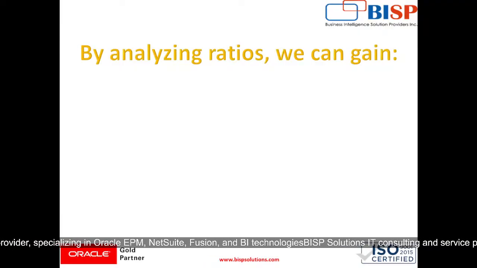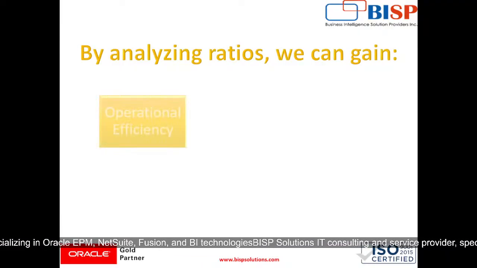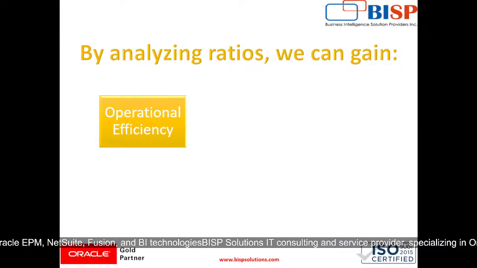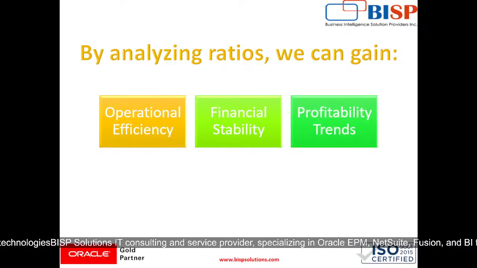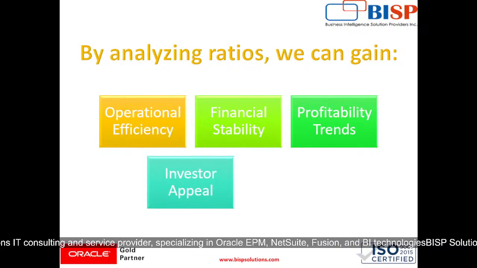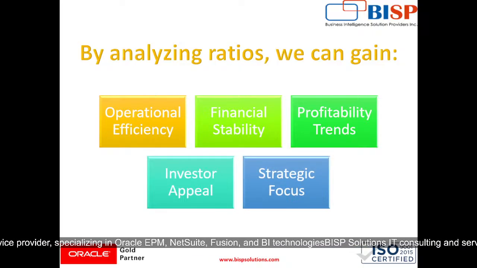Next, by analyzing ratios, we can gain operational efficiency, which means insights into how effectively resources are utilized; financial stability, which means understanding of liquidity and solvency; profitability trends, which means areas of growth or decline in profits; investor appeal, which is whether the company is attractive to investors based on market ratios; and strategic focus, which means data driven strategies to address weaknesses or capitalize on strengths. In financial modeling, these ratios act as checks and balances, ensuring that our projections are both reasonable and actionable.